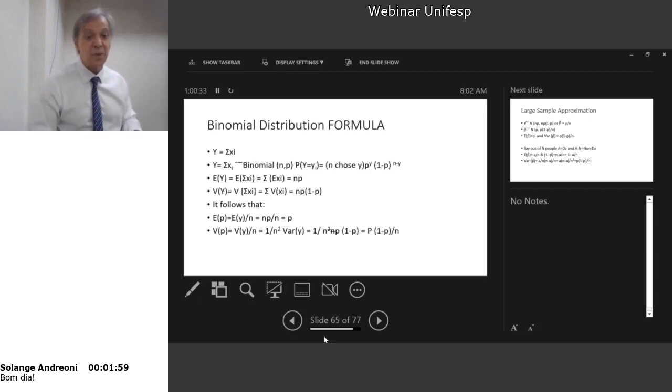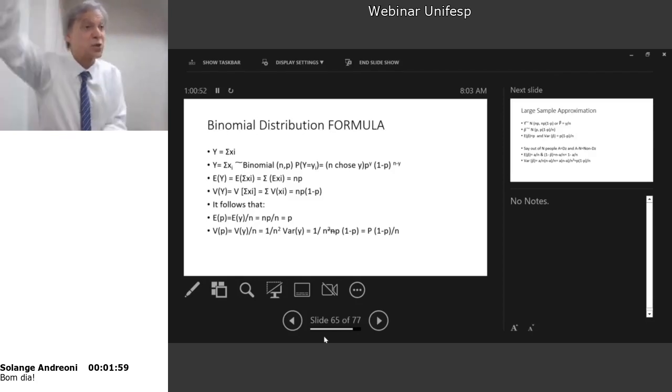And then you have the binomial distribution formula, which I already gave to you, and there are other ways to calculate it. PQ over N, I mentioned that before. The variance is PQ over N, that is P multiplied by 1 minus P over N. And for the parameter, the expected value of P, I derived it from the expectation, and NP over N, we end up with P.